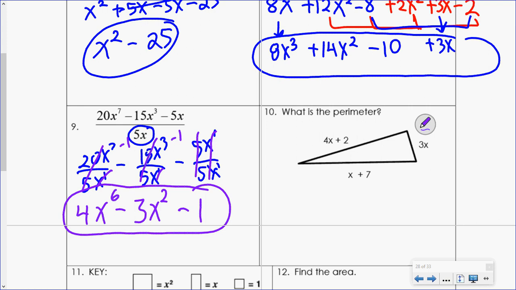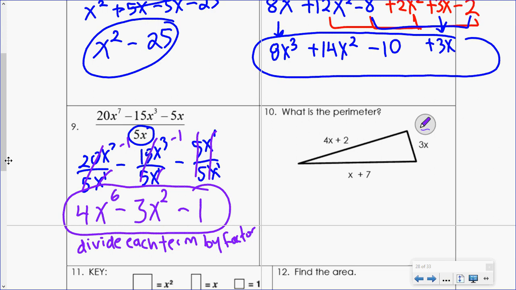So just make a note, divide each term by the factor. That's our goal there, okay?